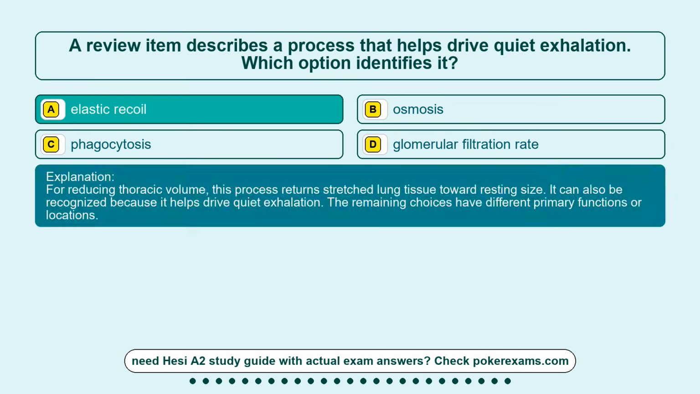For reducing thoracic volume, this process returns stretched lung tissue toward resting size. It can also be recognized because it helps drive quiet exhalation. The remaining choices have different primary functions or locations.